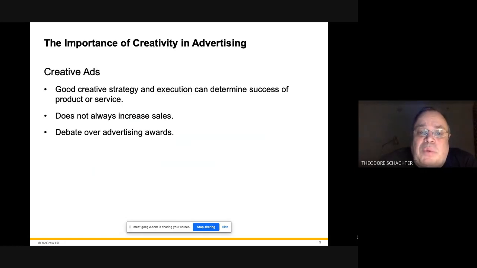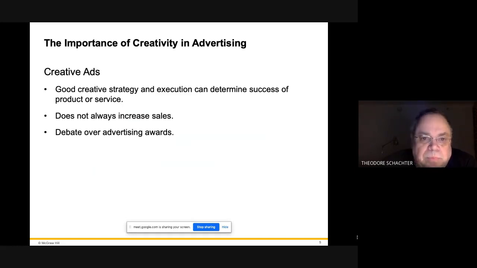So something that's extremely creative can determine the success of a product or service, but that doesn't mean it will increase sales. And it does not mean that if it wins an award, it was a successful campaign, successful meaning in terms of sales. A lot of campaigns have won awards that never really moved the needle on sales. So awards should never ever be a factor in what you do. What should be a factor in what you do is absolutely accomplishing the marketing objectives. That's what makes us successful on behalf of clients.